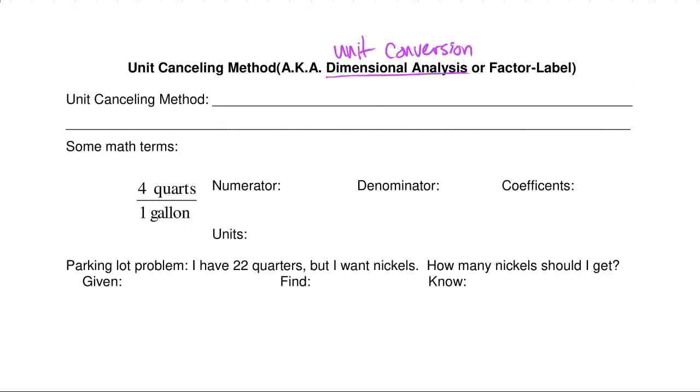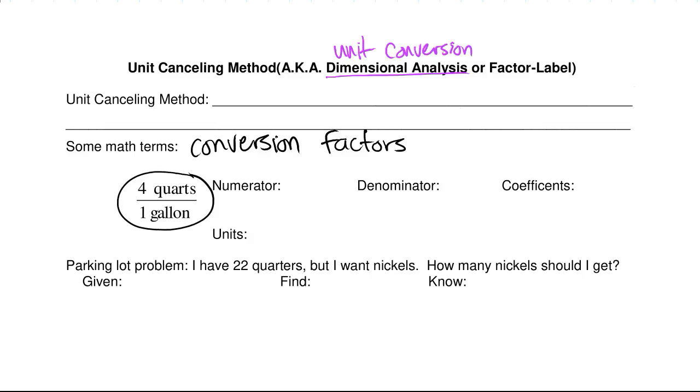The unit canceling method, which you can also call dimensional analysis or the factor label method, uses things called conversion factors to convert units or rates to other units or rates. This is called a conversion factor. A conversion factor looks like a fraction, as a number and a unit over another number and another unit.